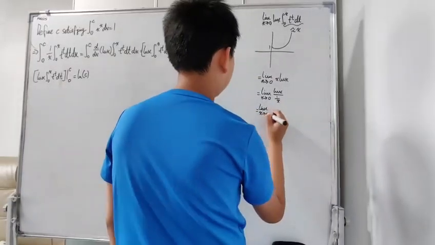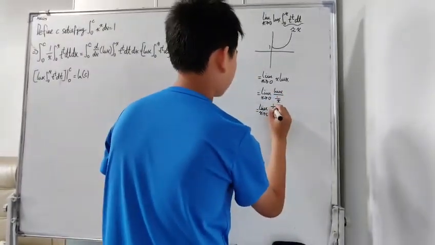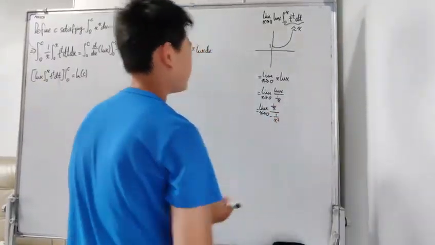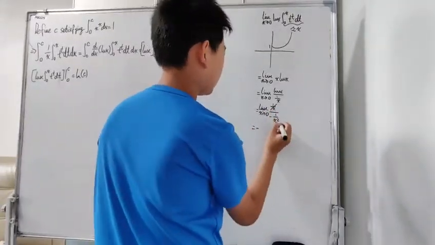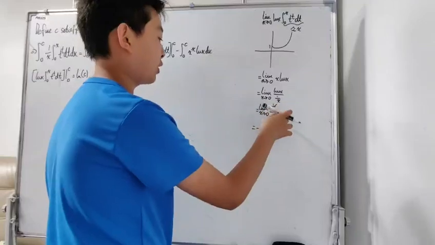So we have the limit as x goes to 0 of the derivative of natural log, which is 1 over x. And for the denominator, it's going to be negative 1 over x squared. Now, this negative we can move to the outside. And now the 1 over x and this will just cancel. So we have basically 1 over x.